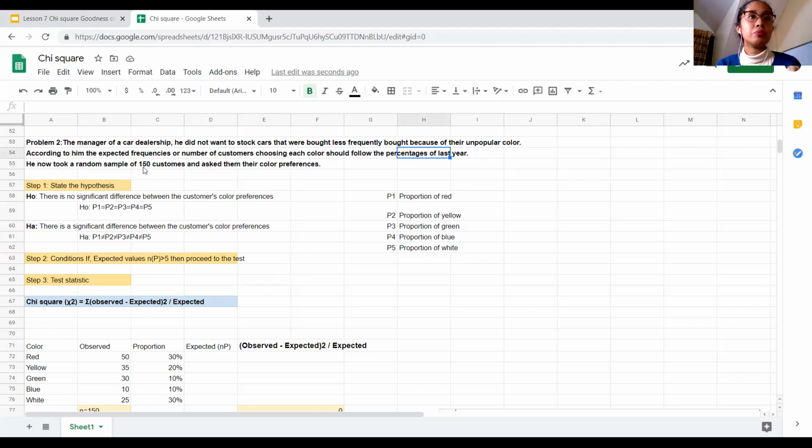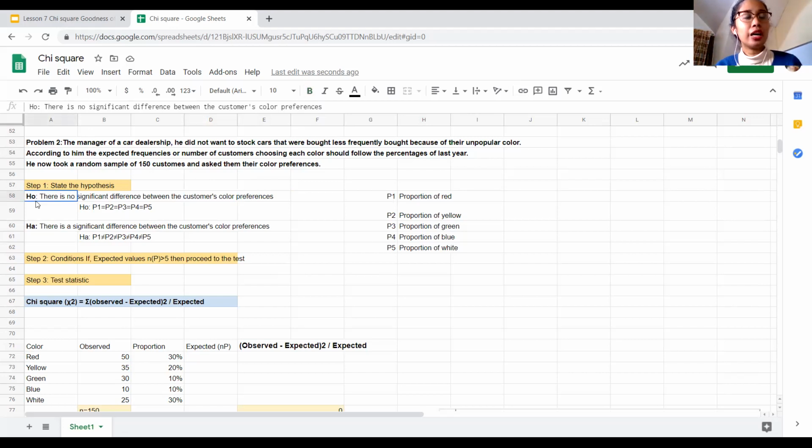He now took a random sample of 150 customers and asked them their color preferences. So, we want to assess if there's a significant difference between your customers' color preferences from the present and from last year.